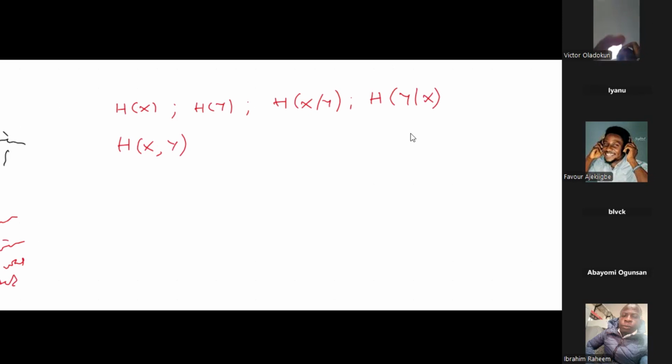So we now say that by chain rule, the joint entropy is the same as the conditional entropy plus the output, and it's also the same as H(Y|X) plus H(X). This is what we call the chain rule.